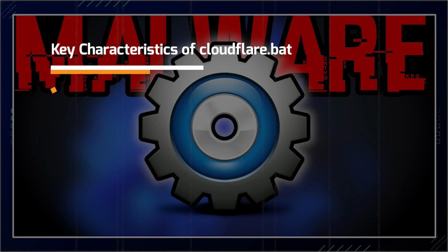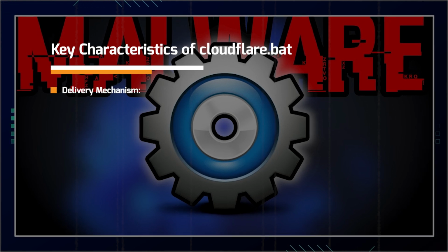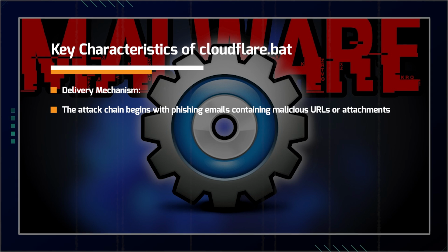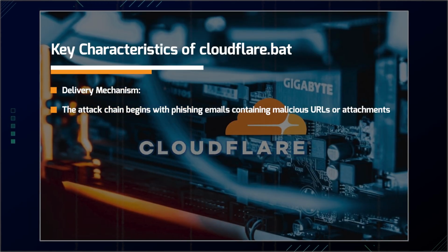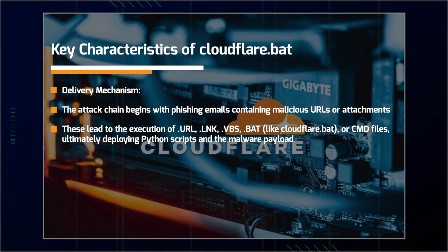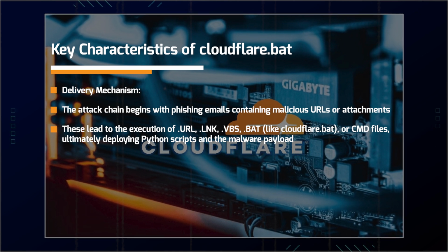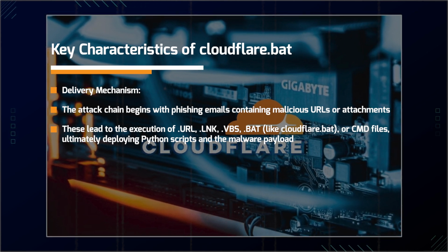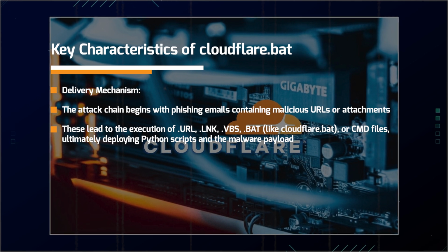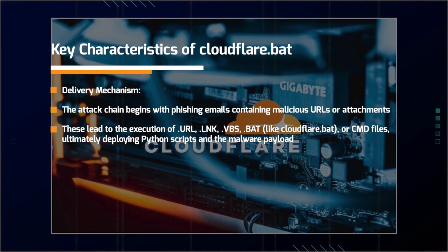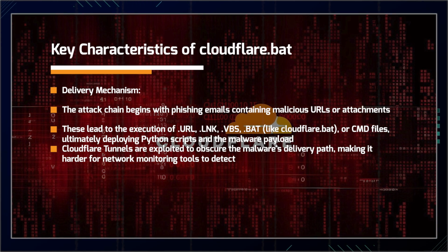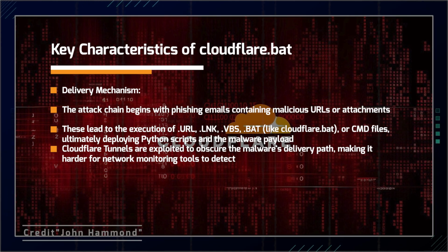The delivery mechanism: the attack chain begins with phishing emails containing malicious URLs or attachments. These lead to the execution of .url, .lnk, .vbs, .bat files, like the Cloudfare.bat, or CMD files, ultimately deploying Python scripts and the malware payload. Cloudflare tunnels are exploited to obscure the malware's delivery path, making it harder for network monitoring tools to detect.